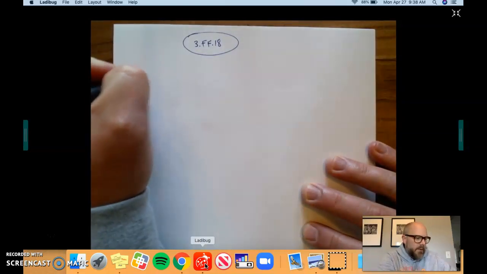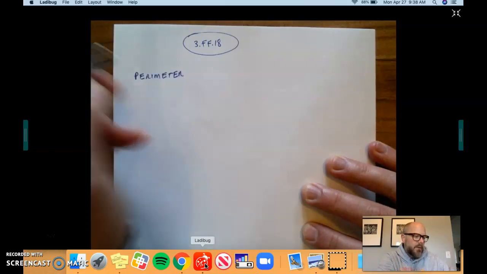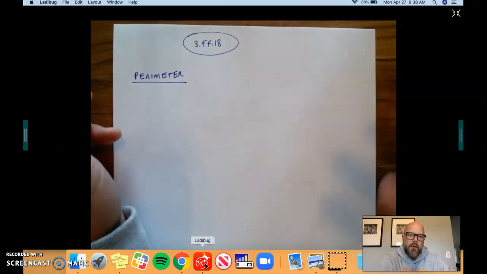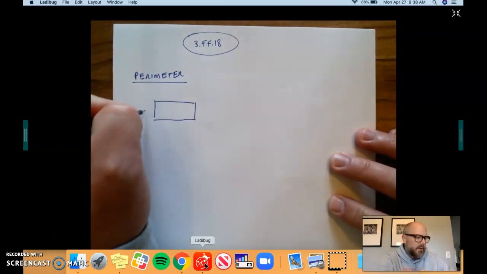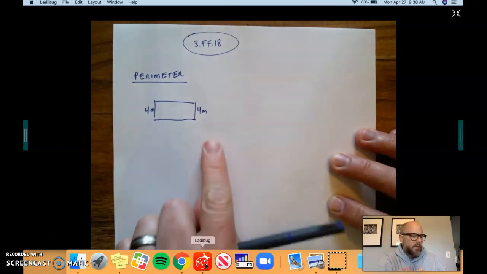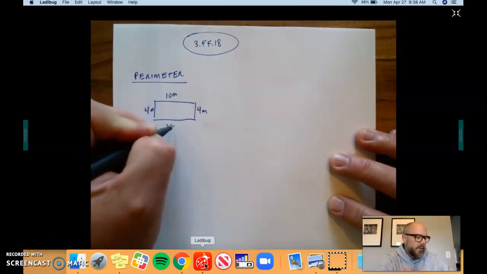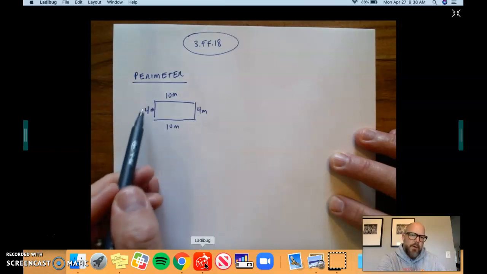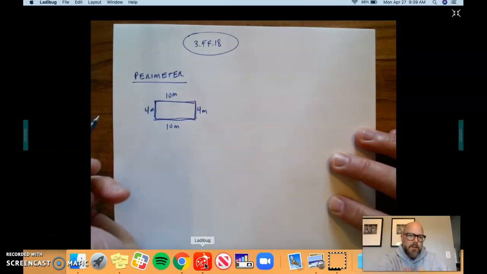Perimeter of a shape is the distance around a shape. So this is where we add up all the lengths of each side of the shape. So if I have a rectangle like this, and let's say that this is 4 meters on this side, so that means that side is 4 meters, and the top is 10 meters, and the bottom is 10 meters. To find the perimeter of this shape, we would add up all the sides.